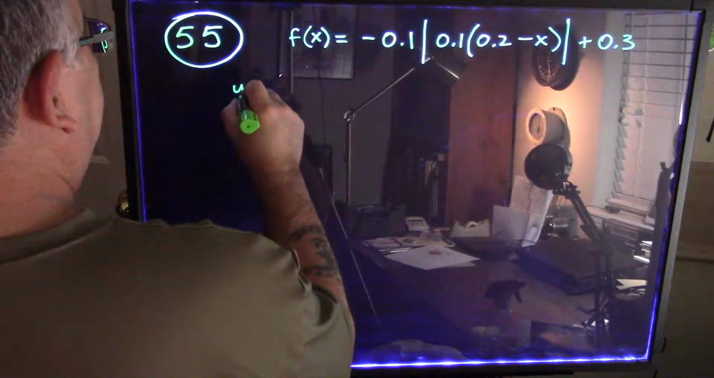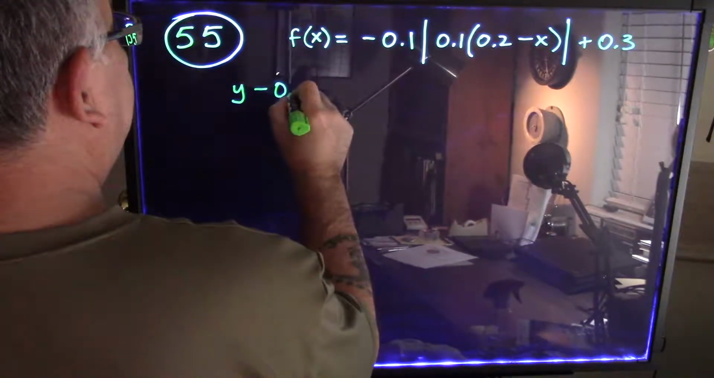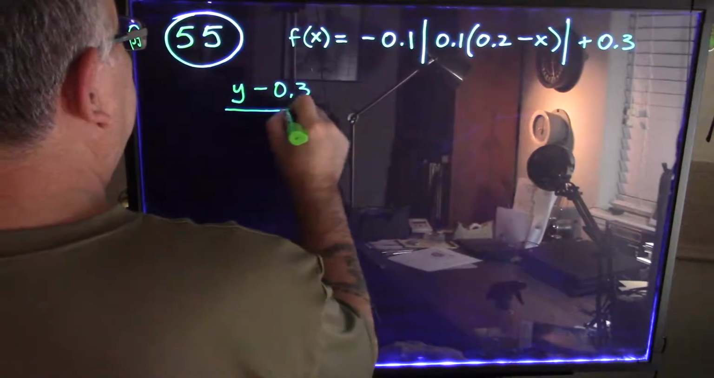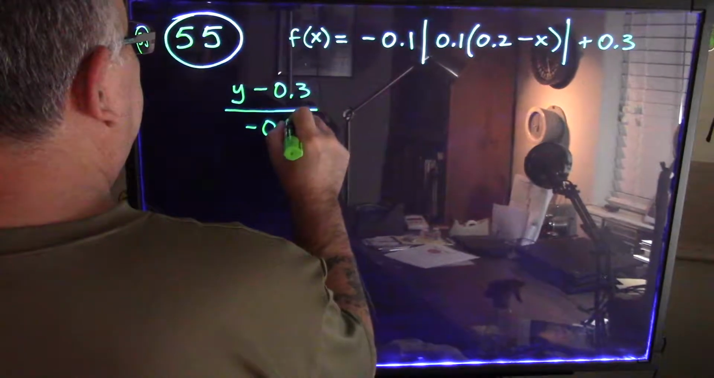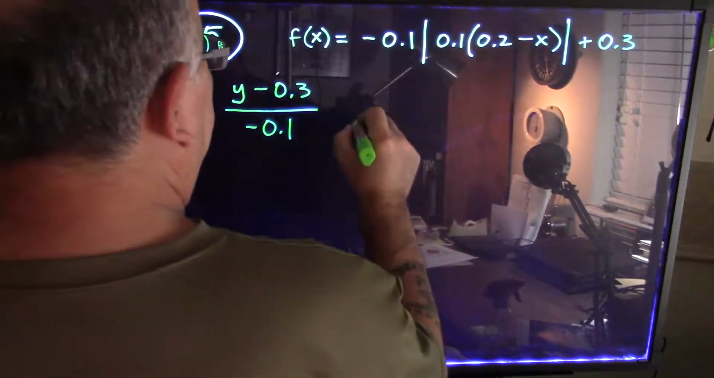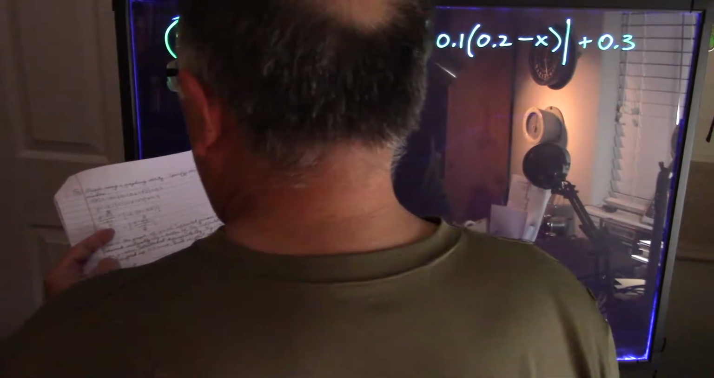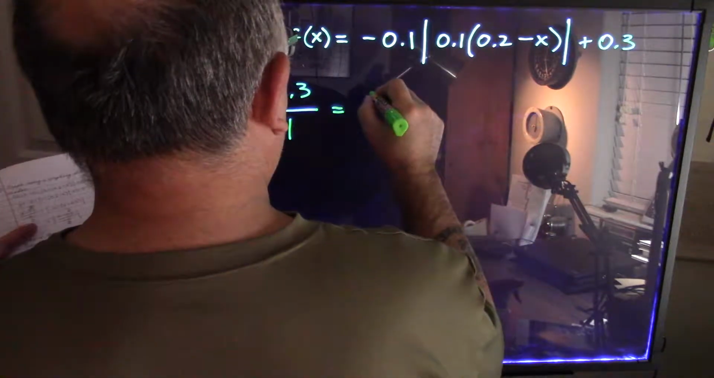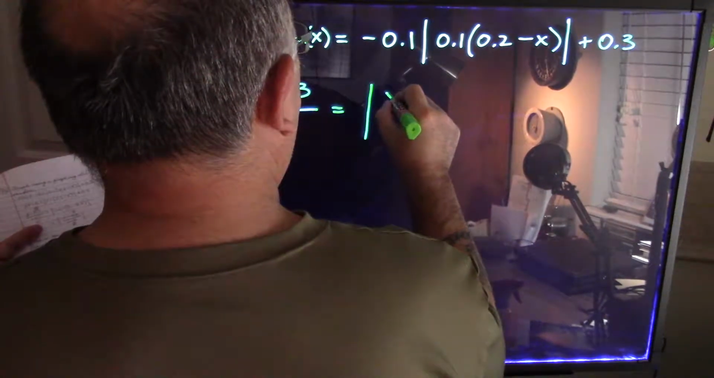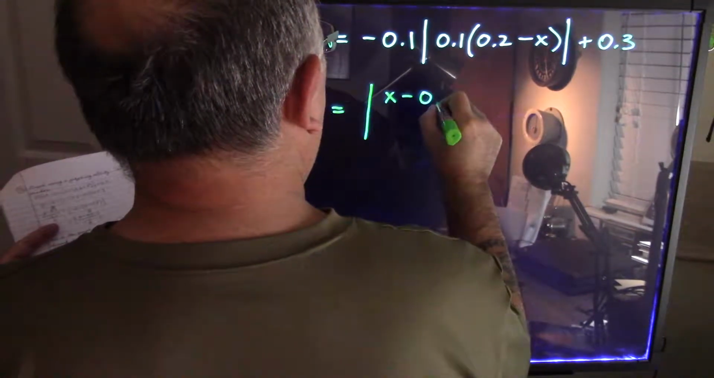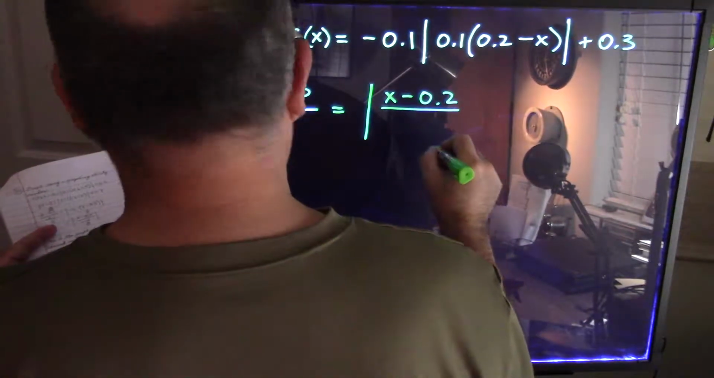So we've got y minus 0.3 over negative 0.1 equals x minus absolute value of x minus 0.2, all over negative 10.